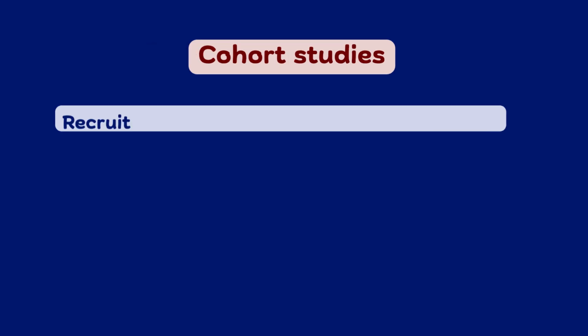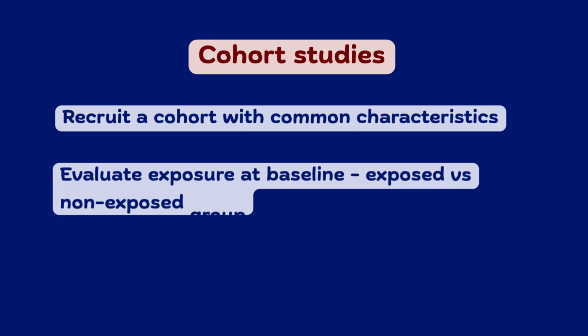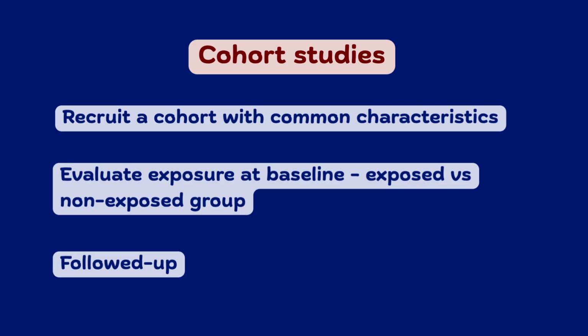In cohort studies, the researchers recruit a group of participants with certain common characteristics. This group is called a cohort. They evaluate for the presence of exposure in this cohort at baseline. Some members of the cohort have the exposure, the exposed group, and others do not have the exposure, otherwise known as the non exposed group. The cohort is then followed up over time.